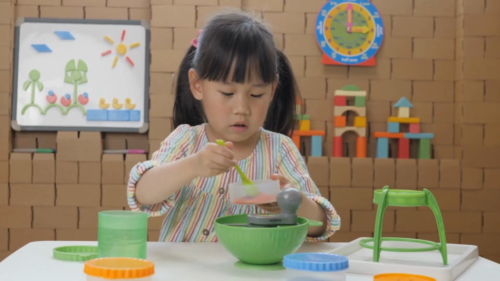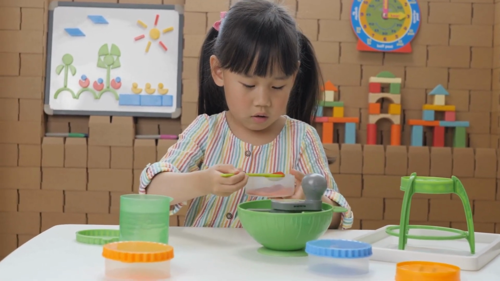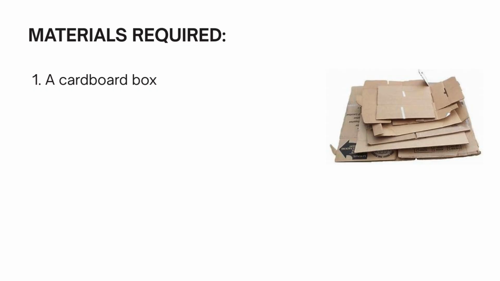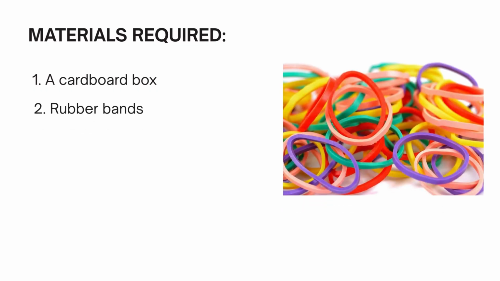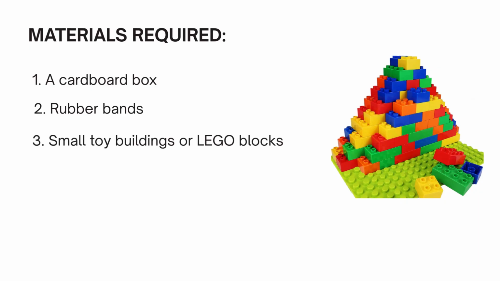For these experiments, you'll need some simple materials that you might already have at home. Materials for earthquake experiment. Cardboard box used to represent the ground. Rubber bands show how tension builds up before an earthquake. Toy buildings or Lego blocks represent buildings on the ground.